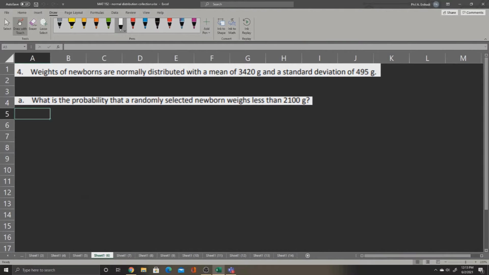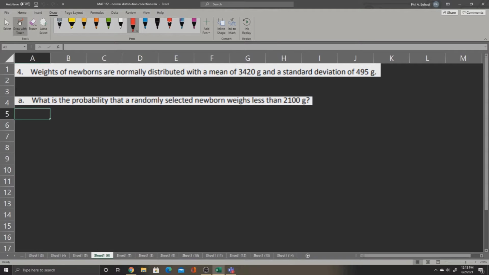This question says that weights of newborns are normally distributed with a mean of 3,420 grams and a standard deviation of 495 grams. Question A asks, what is the probability that a randomly selected newborn weighs less than 2,100 grams?